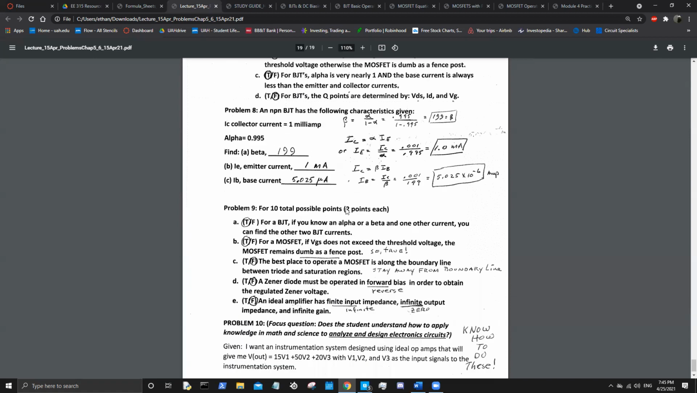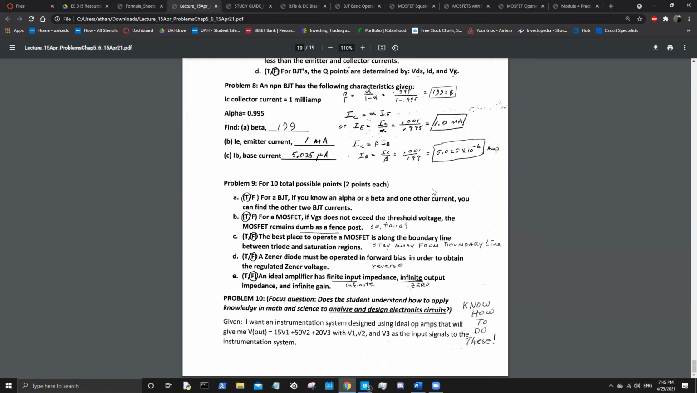Wow. All right, 10 possible points for these true false. Let's do it. For BJT, if you know alpha or beta and one other current, you can find the other 2 BJT currents. This is true. We literally just did that. B, for a MOSFET, if VGS does not exceed the threshold voltage, the MOSFET remains dumb as a fence post. Yes, this is true. If the gate is less than the threshold, the thing won't turn on.